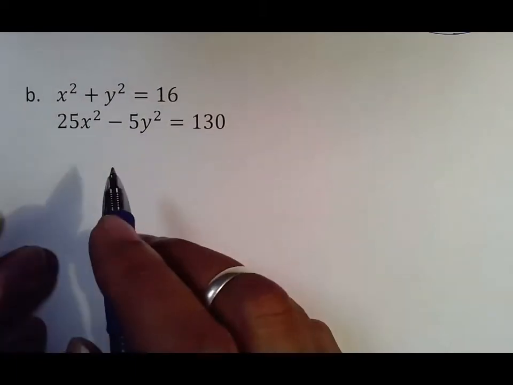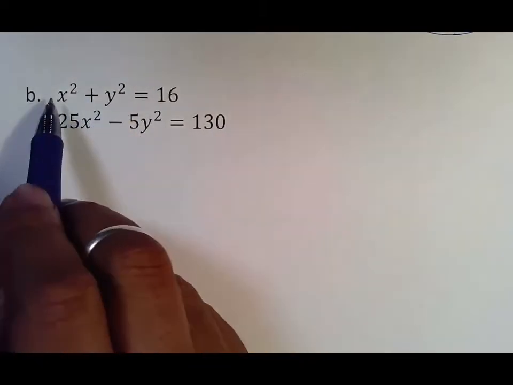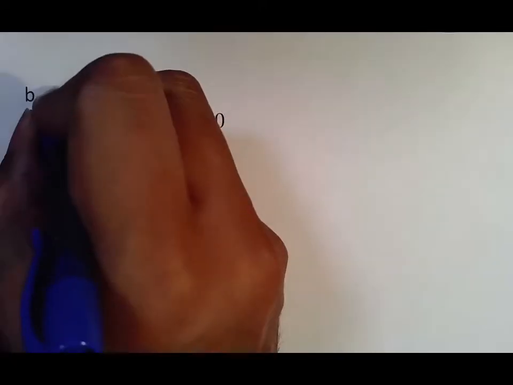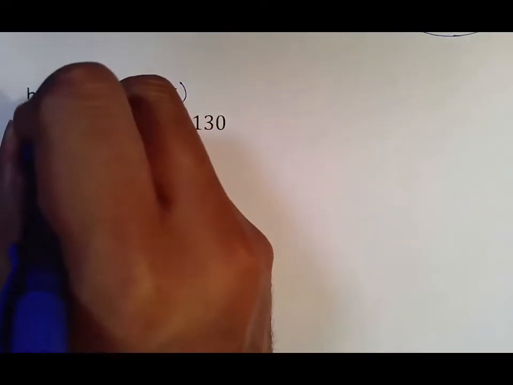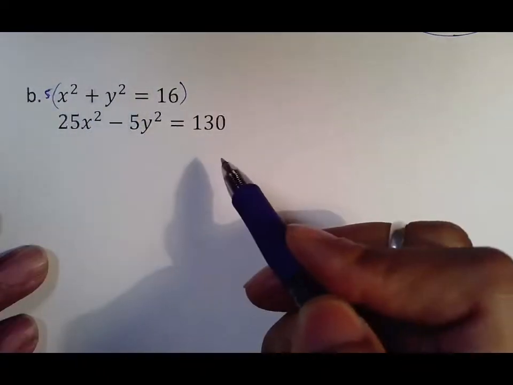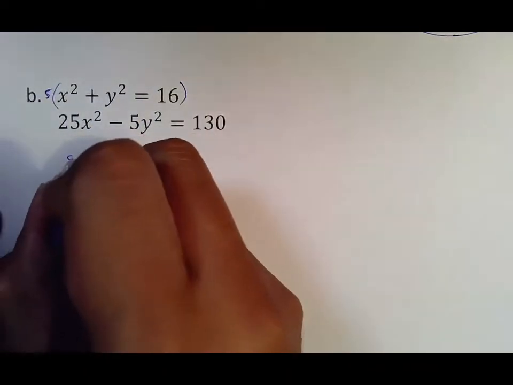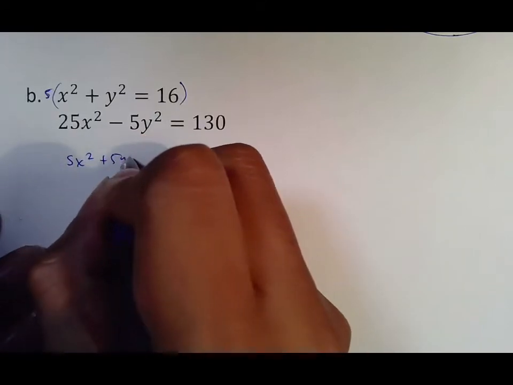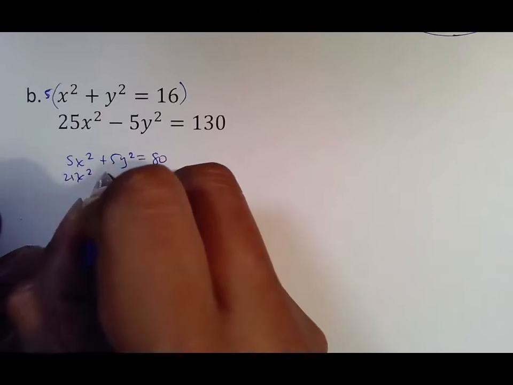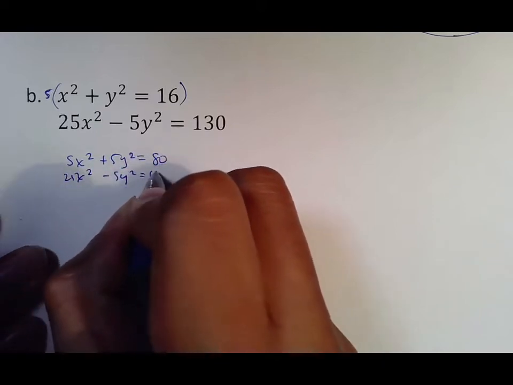This one here is the one that I actually messed up on before. But what I'm going to do is recognize that you have x squared and y squared, which is rare. And so instead of trying to set it up for substitution, I am going to eliminate my y's, knowing that my y's would meet at 5 and eliminate. So you end up with 5x squared plus 5y squared equals 80. You end up with 25x squared minus 5y squared equals 130.